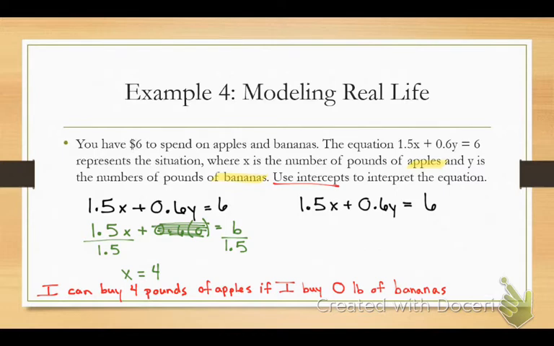So now that you've seen x, I want you to do y. Find your y-intercept and interpret. Do the second one now. All right, guys, did we plug in 0 for x? 0 for x, so that's gone. Now I divide both sides by what? 0.6. So y equals what? 10. 6 divided by 0.6.